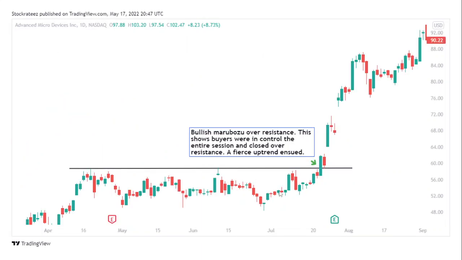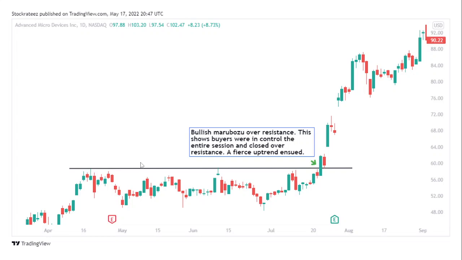So here's an example of a bullish Marubozu that closed over resistance. So we had sellers holding it down at this level, and then bulls take control over resistance, and then it closes at the high of the day. And then, we put our stop loss under this candle. So as soon as price goes above, we can look to enter calls, buy contracts, whatever, buy shares, and then just ride the uptrend.